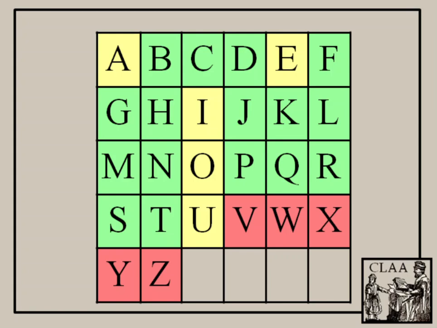We learned that there are 5 vowels in English, and you can see the English vowels in the yellow boxes: A, E, I, O, and U. All of the letters in the green boxes have already been studied. In this lesson, we will study the letters in the red boxes: V, W, X, Y, and Z.